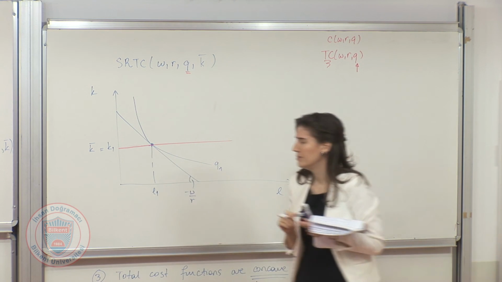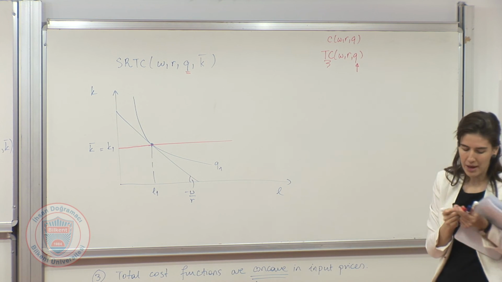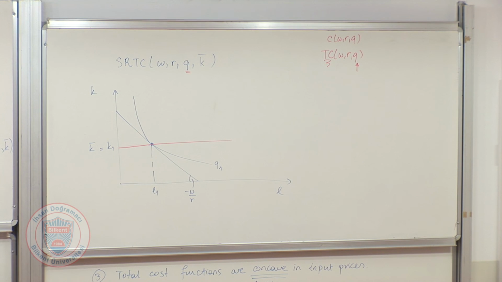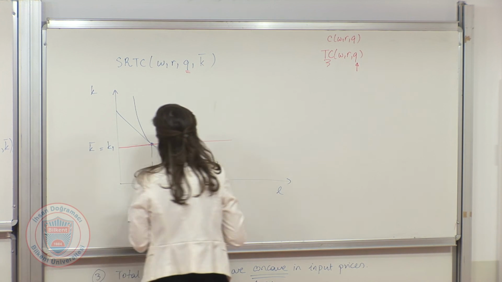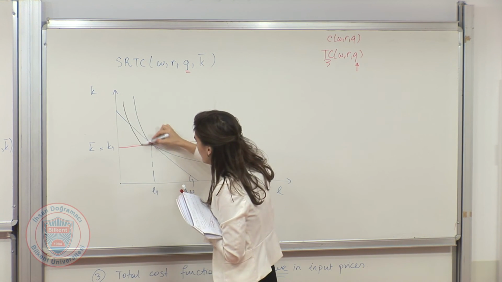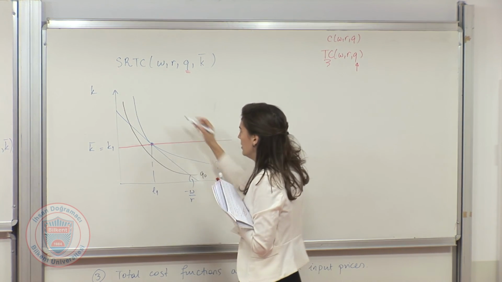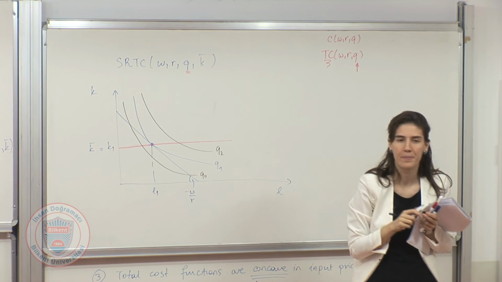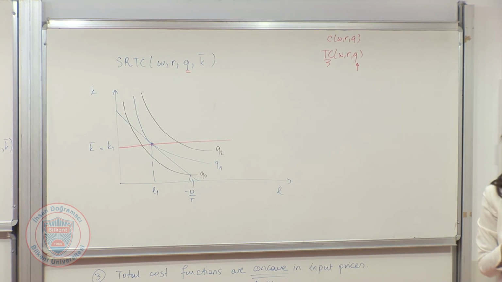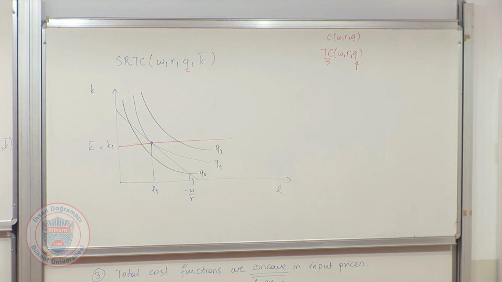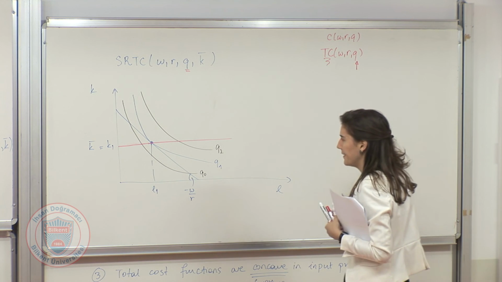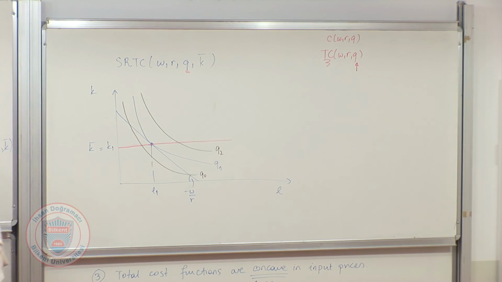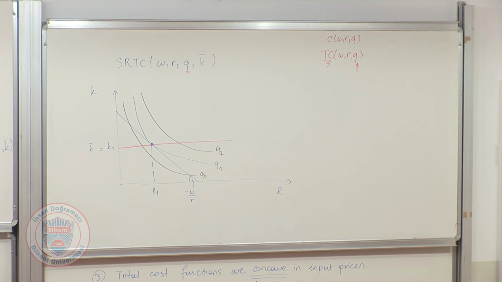Okay? And I have some other curves, right? I want to produce other quantities. Suppose I have one here, Q0. Suppose I have one here, Q2. In the short run, in order to produce Q0, how much labor do I need? How will I find it in the short run?